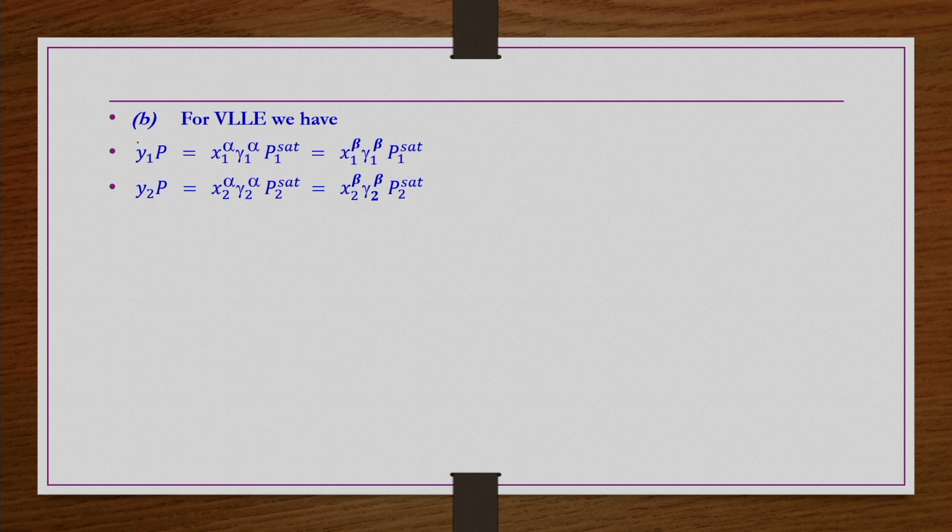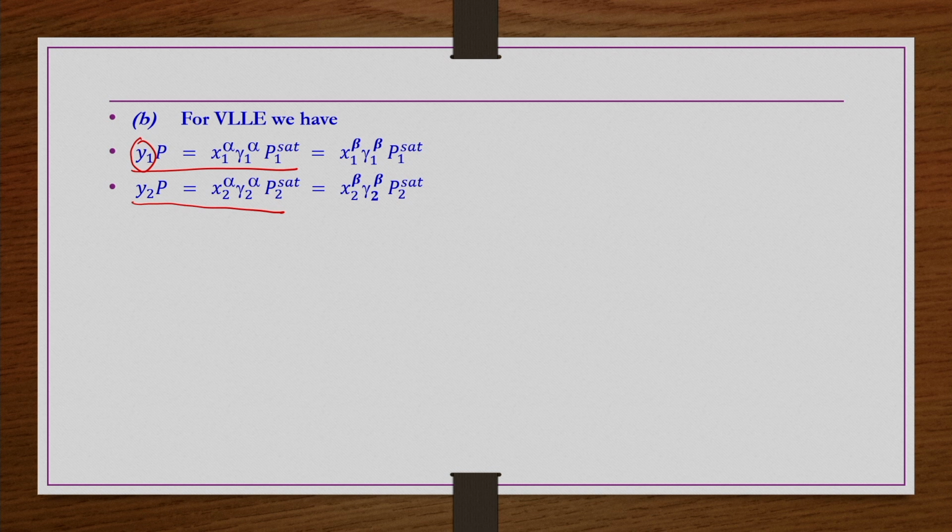Now, if you wanted to find out this Y1 or Y2, you need to know P, that is not given. So, first what you have to do? You have to find out what is the pressure. For that, you can add these two parts: Y1P equals x1α γ1α P1sat, plus the other equation, Y2P equals x2α γ2α P2sat.